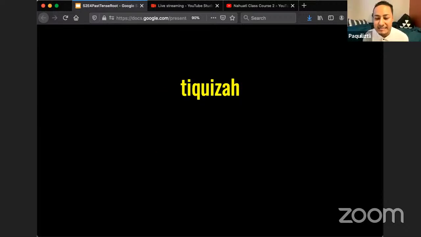Kuali? Tiquiza. And notice this tiquiza has an H at the end. So let's do the Huasteca way to do the past tense. So first, what does this mean? Tiquiza. Tlen quito neki. Or maybe you don't know. If not, look it up.